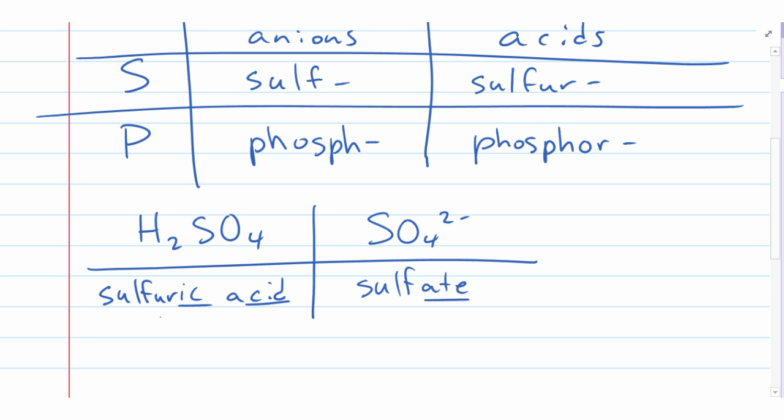And we only change that root name when we're working with the elements sulfur and phosphorus. And sulfuric acid is the acid found in car batteries. If you have lead acid storage batteries, that acid that's in there is sulfuric acid.